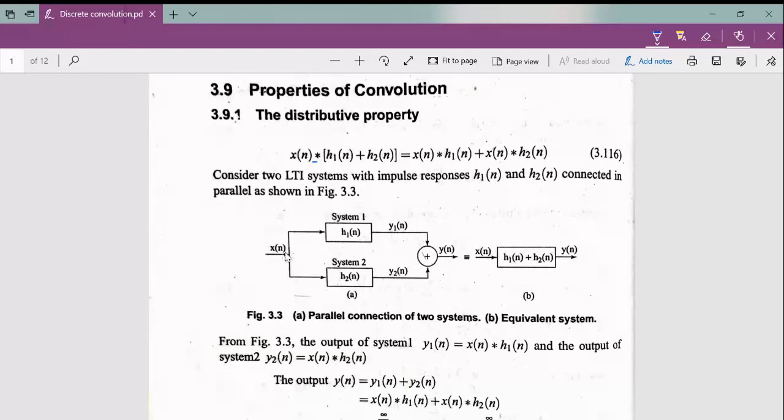When a system is given an input x of n, it produces an output y of n. The connection diagram can be redrawn like this: the two system responses are combined as h1 of n plus h2 of n, because we are adding. So the total system response is rewritten as h1 of n plus h2 of n, and giving x of n as input to that system produces an output y of n.